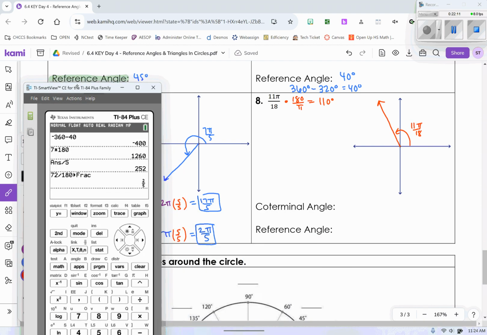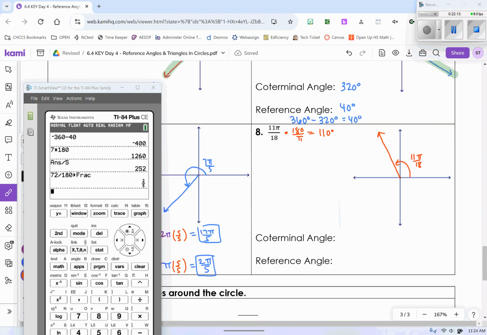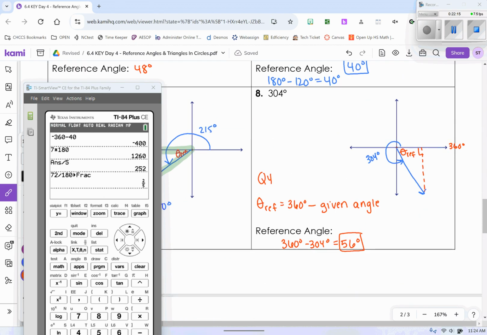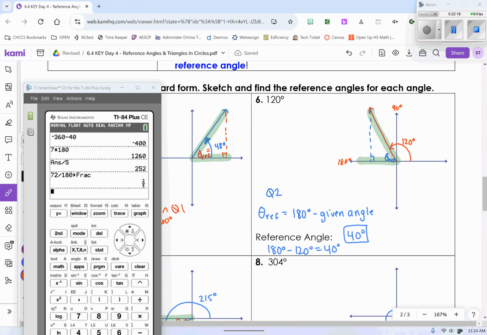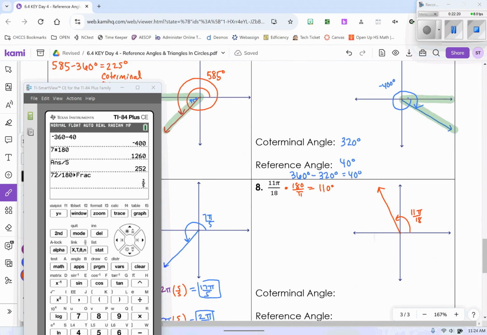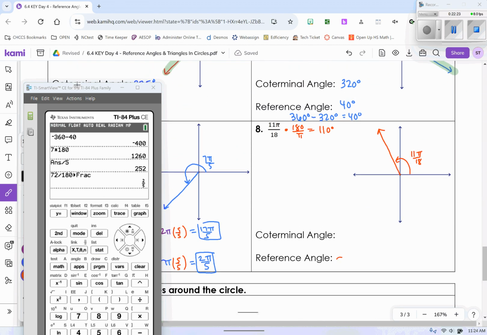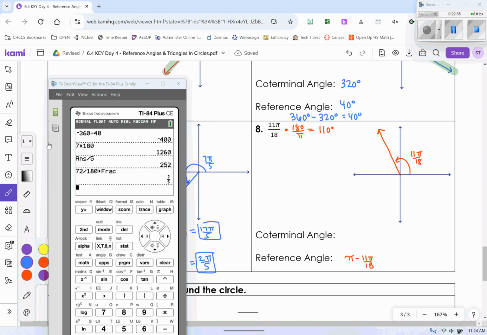So the reference angle in this case, again, just like the one we did up here, when we were in quadrant 2, you're going to take 180 minus the given angle, but since we're in radians, we're going to take pi minus the angle. So pi minus the given angle, which is 11 pi over 18. Pi minus 11 pi over 18. We need a common denominator, so if I multiply this by 18 over 18, that gives us 7 pi over 18. So that is the reference angle.